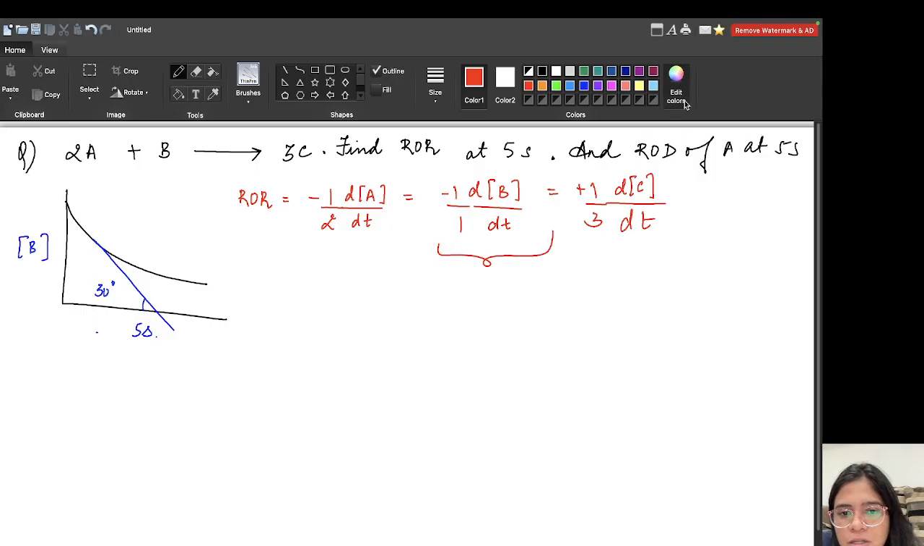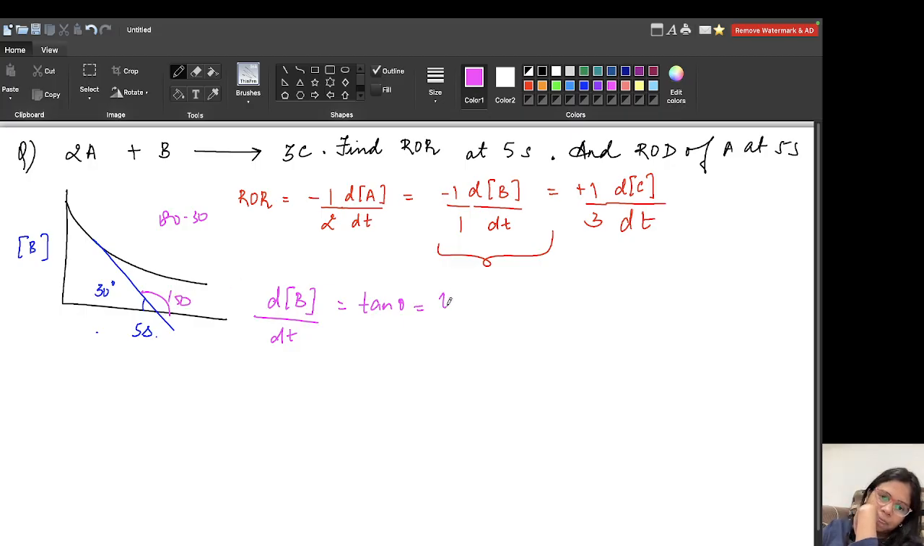We have this particular thing. What will dB/dt be? It will be equal to tan theta. Now, what will be theta? You cannot put your hand like this, right? You have to put your hand like this. So tan theta will be, here it will be 180 minus 30. What is 180 minus 30? 150. So, tan 150. How do you find tan 150?